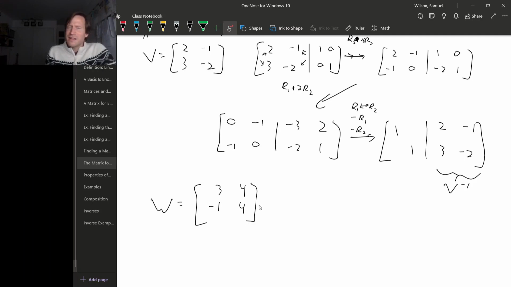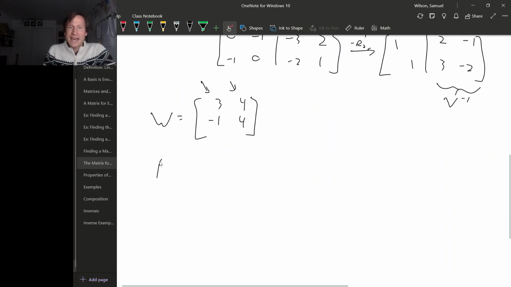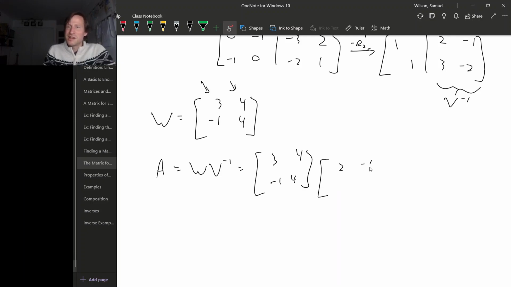Something that maybe wasn't obvious when we were proving things is that the columns in V and the columns in W have to be in corresponding order. That was in the proof, but I didn't really point it out. So you have to keep things in the order that you started with. So here's W. Then A is W times V inverse. So 3, 4, minus 1, 4 times 2, minus 1, 3, minus 2.